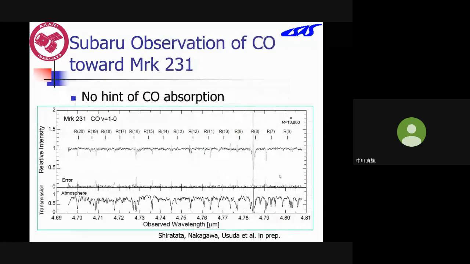But another puzzling thing is, for example, if you look at the bulk cluster Markarian 231, we have a very beautiful, completely flat spectrum, which shows no hint of the CO absorption. So this is really puzzling. This is a bulk cluster, so there is huge absorption in optical, but almost no absorption in CO.